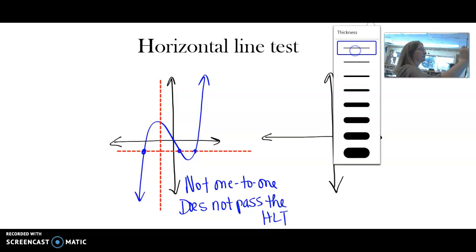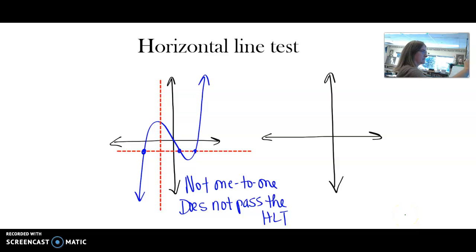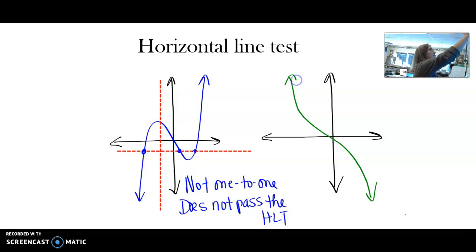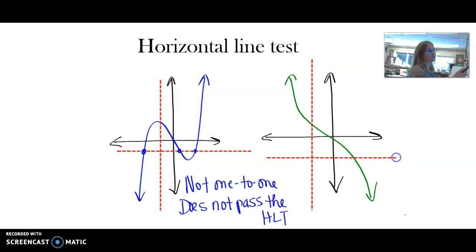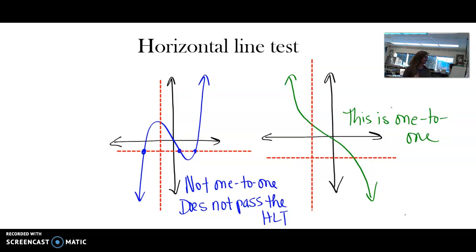Let's do another graph that looks maybe something like that. This is 1-to-1 because any vertical line I draw passes through the graph at most once. Same thing for any horizontal line that I draw. It crosses through only once. So this green graph passes the horizontal line test and the vertical line test, therefore it is 1-to-1. And therefore its inverse will be a function. All right, that's it.